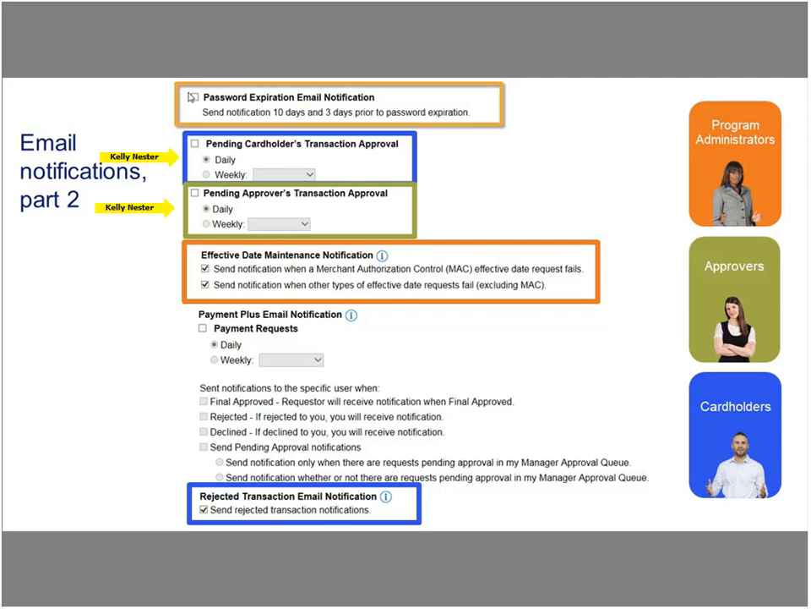The next set of notifications are for cardholders and approvers. This one is the pending cardholder transaction approval, and this would be for a notification to be sent to cardholders anytime a transaction basically posts in Access Online, because all transactions do post in that pending cardholder transaction approval status. Now, if you're not using the approval process, that pending status doesn't have any bearing on billing or anything like that. It's just for the purposes of that transaction approval process if you're choosing to use it.